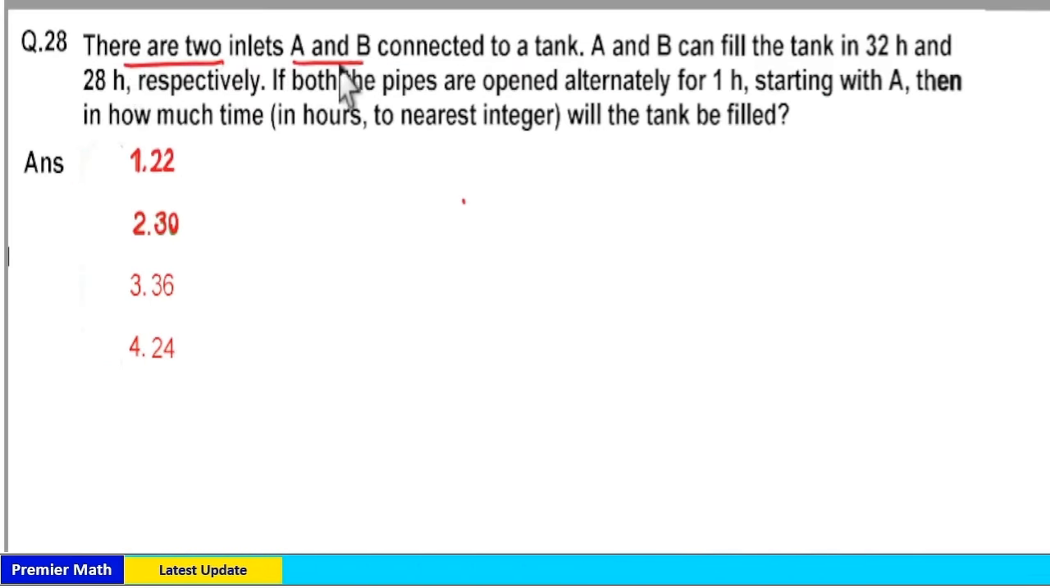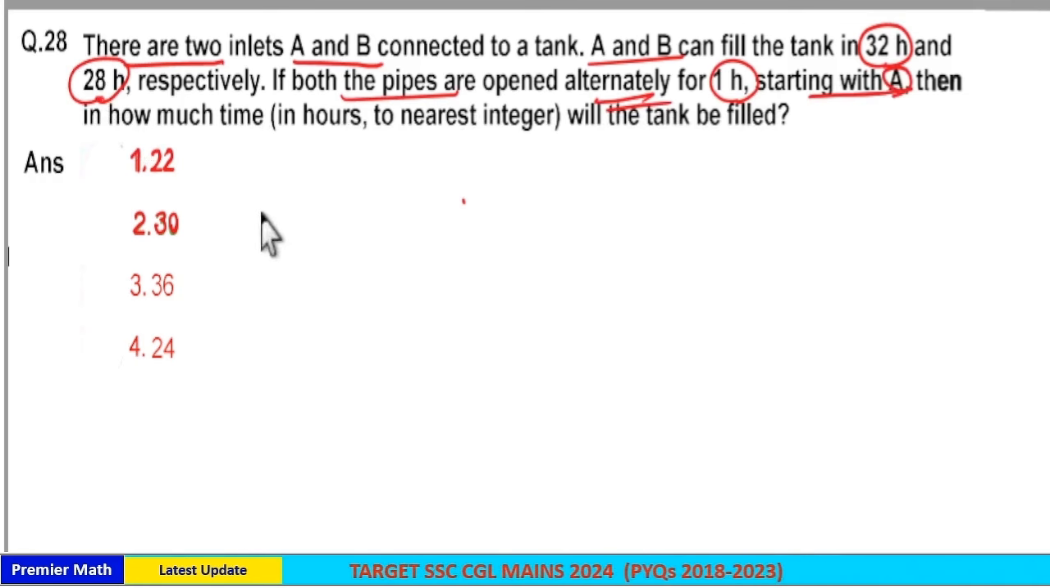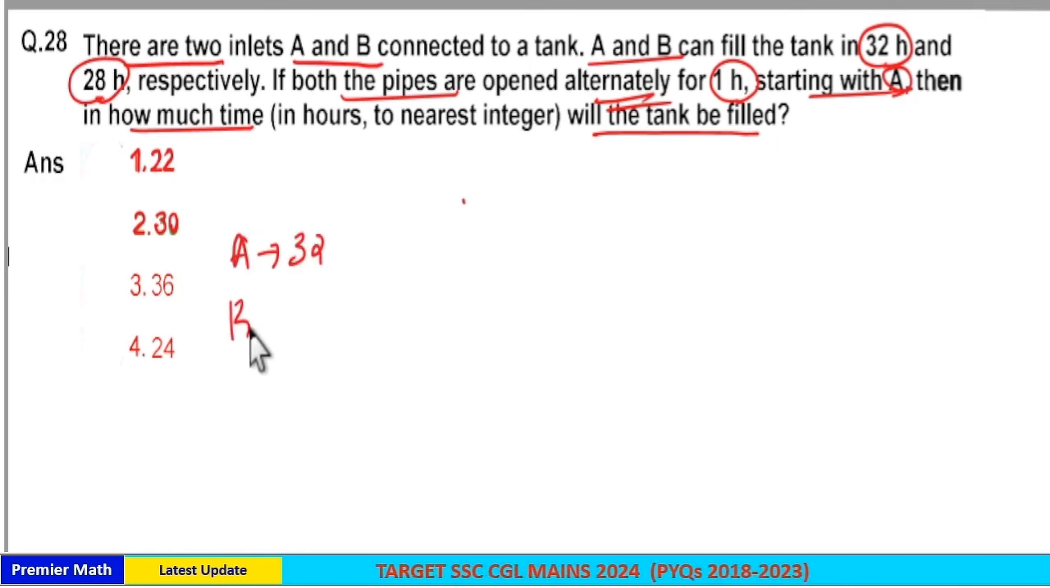There are two inlets A and B connected to a tank. A and B can fill the tank in 32 hours and 28 hours respectively. If both the pipes are open alternatively for 1 hour, starting with A, then in how much time will the tank be filled? Here A can fill the tank in 32 hours and B can fill it in 28 hours. Both are doing the same work.